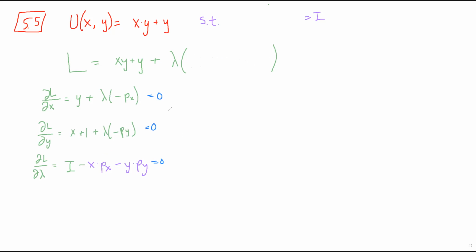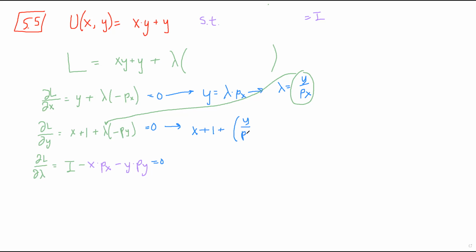One of the recommendations I always give is solving for lambda in the first or second equation and substituting into the other. So I get y equals lambda times px, which if I solve for lambda gives me lambda equals y divided by px. Super handy because now I'm going to take this and plug it into the lambda here. This is going to give me x plus 1 plus y over px times negative py equals 0.